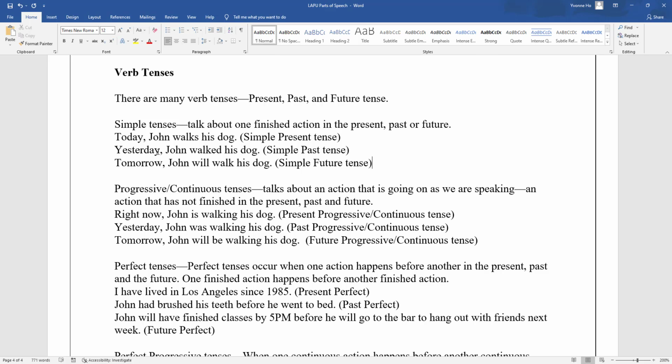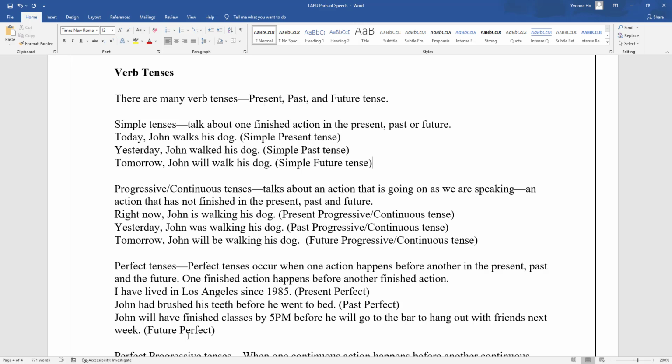So you can imagine when a Chinese student tries to learn English and has to learn all this conjugation, yeah, that becomes very difficult. Okay, so now we've finished the simple tenses. Simple tenses talk about one finished action in the present, the past, or the future. Now the next batch of tenses are known as progressive or continuous tenses. The progressive tenses talk about an action that is going on right now as we are speaking. In other words, an action that keeps on happening. It didn't stop. It's not finished. And so this unfinished action is happening in the present, or the past, or the future.